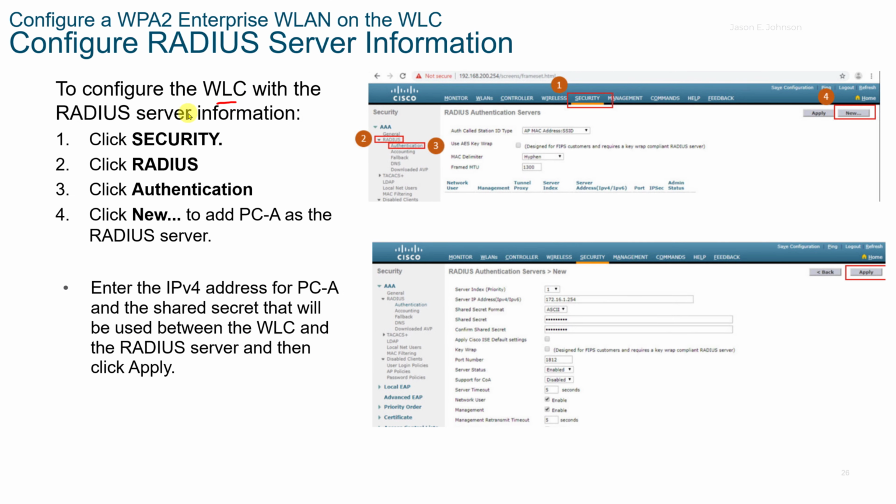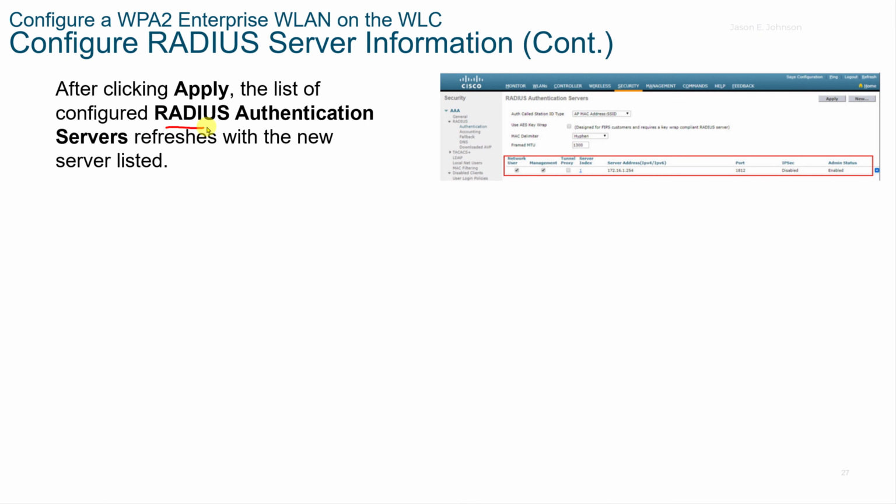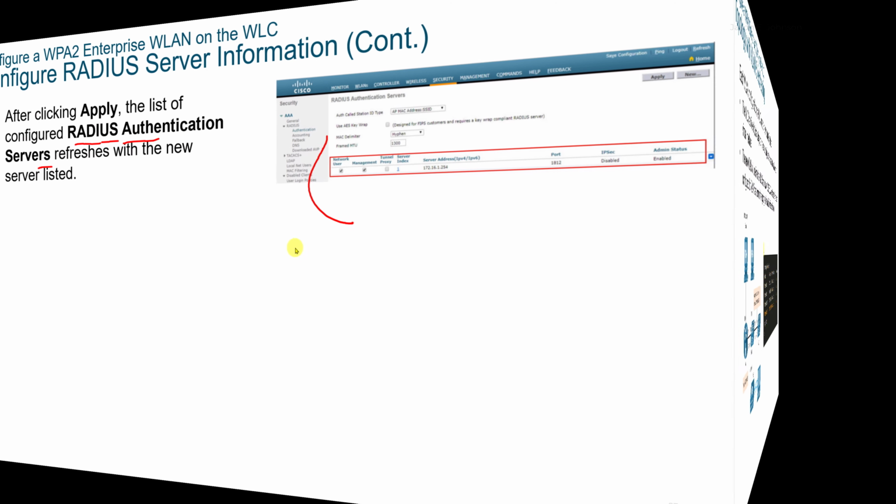To configure the controller with the RADIUS server information, we click Security, we click RADIUS, we go to Authentication, we click New, we add PCA as the RADIUS server, and then we enter the IPv4 address for PCA and the shared secret password that will be used between the controller and the RADIUS server, and then we click Apply. The list of configured authentication servers refreshes with the new server listed.